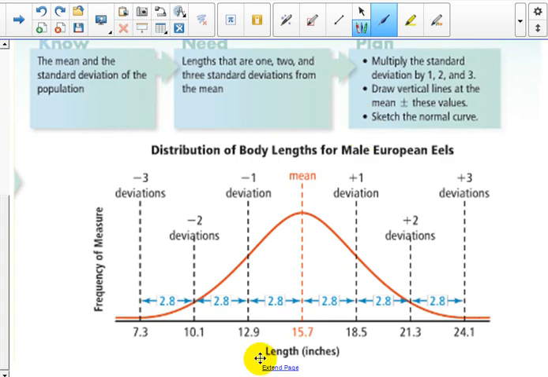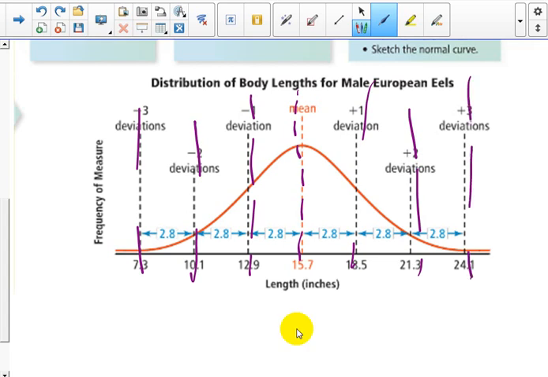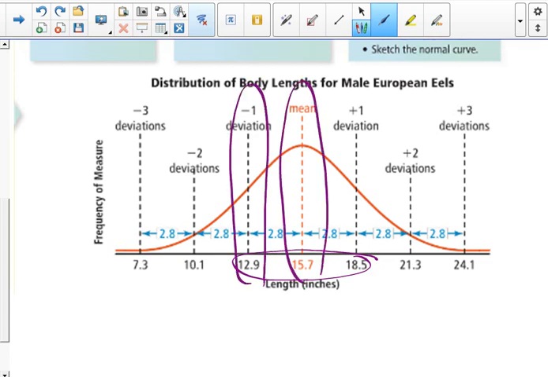So let's look at this on our normal distribution chart. So there's the mean, and here's our first deviation, second deviations, and third deviations. The mean we know is 15.7, and we know each standard deviation is 2.8. So add it going this way, you get 18.5, and subtract it going this way, 12.9, and that's what was given, right? These three things were given: the mean and the first positive and negative deviation.